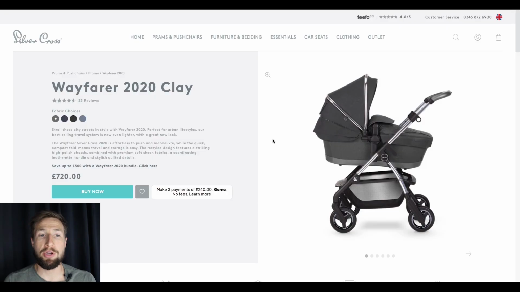Okay guys, let's look at some actual product descriptions and why they are so good. Alright guys, we're now in my computer. Let's take a look at some Ecom website product descriptions. This one here is for a stroller, a pram, basically this big product here. It's a high ticket item.